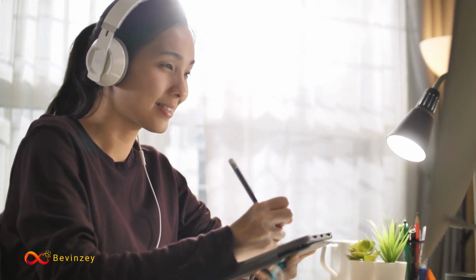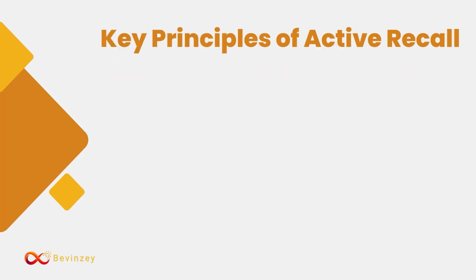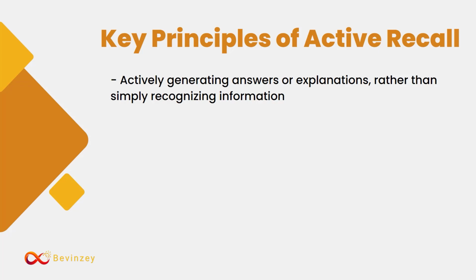So now that we know what active recall is, let's explore some of the key principles that make the active recall study method so effective. The first thing we want to understand is that the active recall method involves actively generating answers or explanations rather than simply recognizing information. Once again, this forces the brain to retrieve and reconstruct knowledge, and when that happens, it strengthens the neural connections.